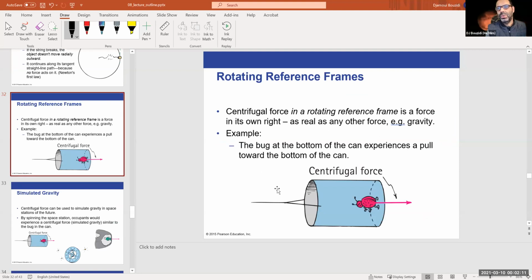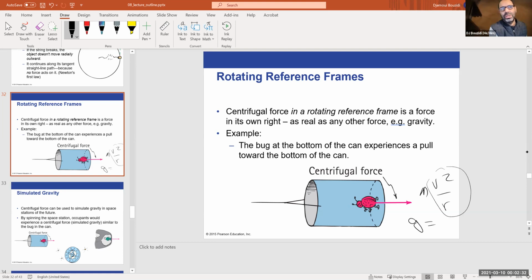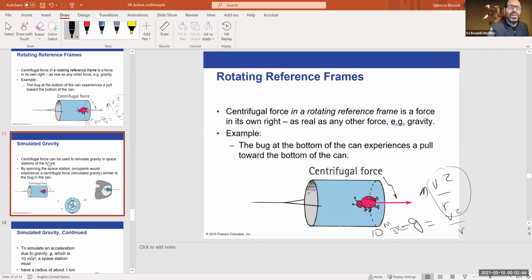Again, you can do this to simulate the force of gravity, okay? So as far as this object is experiencing a force in this case, if it doesn't see anything in there, the force is its mass times its velocity squared divided by r. And you can make this value as big as g, which is 10 meters per second squared, or 9.8 meters per second squared. So if you have a big enough velocity and radius, you can still make that turn to simulate gravity, okay?